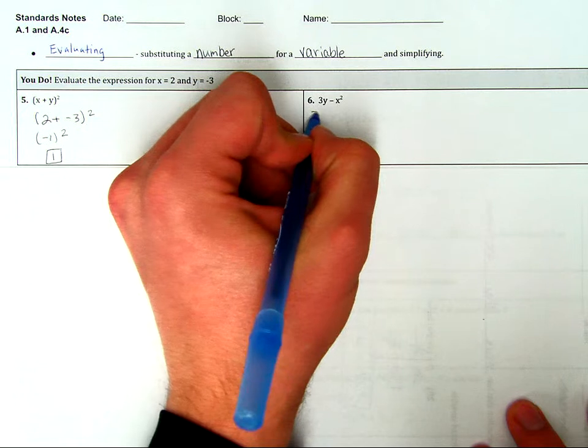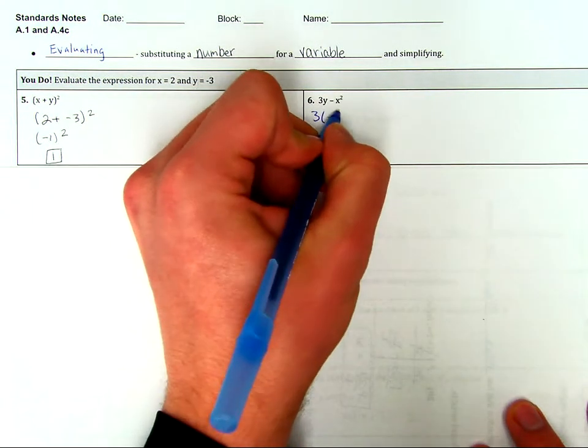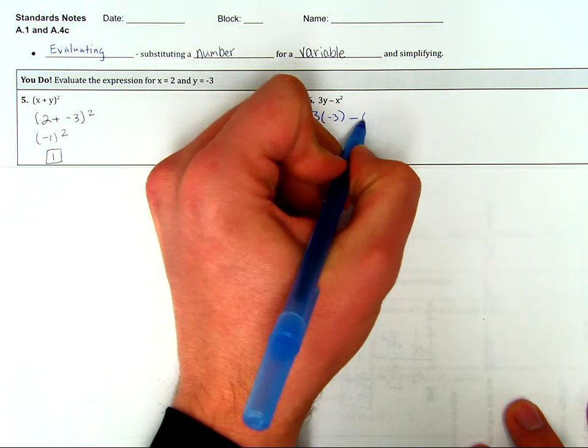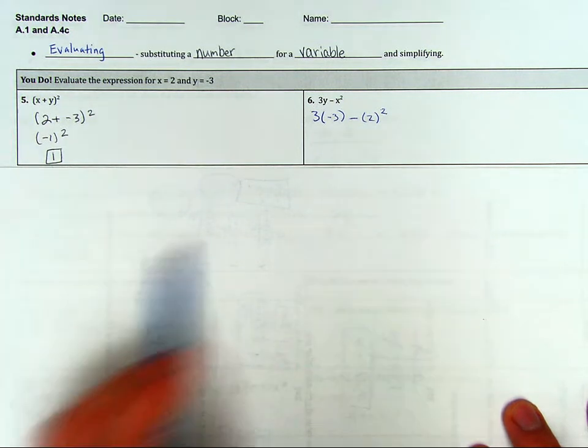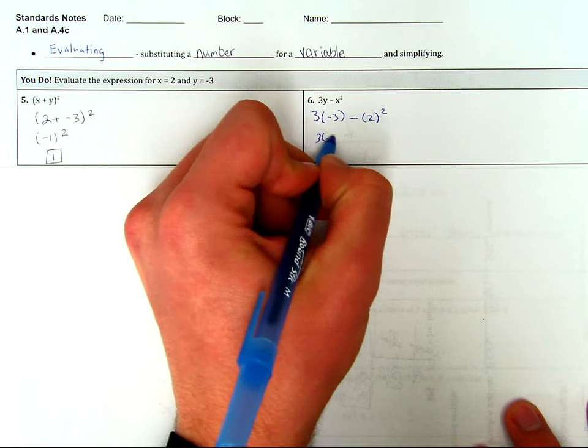Okay, so you should have 3 times y. Y is negative 3, so we're going to plug in a negative 3. Minus x, which is 2, so we're going to plug in a 2. Squared. Okay, now we need to go in order, so first is a group. We don't have any groups, so we're going to go to exponents. Here we have 2 squared. 2 squared is 4.